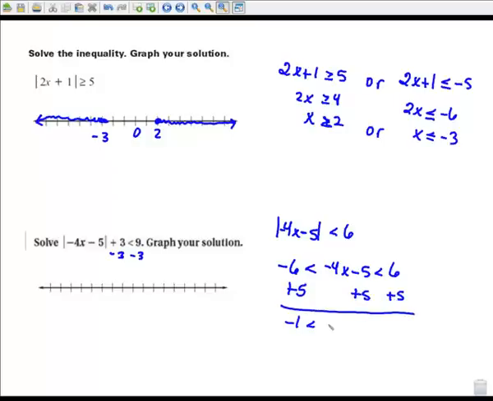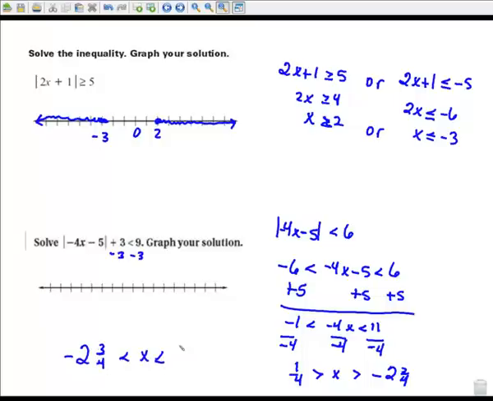I get negative 1 is less than negative 4x is less than 11. I have to divide everything by negative 4. And don't forget, when you divide by a negative, you switch the sign. So I have a fourth is greater than x is greater than negative 11 fourths, which is going to be negative 2 and 3 fourths. But this is not the proper form. Remember, for a compound inequality, you need the smaller number, because this is the lower bound portion, less than x, less than the larger number.